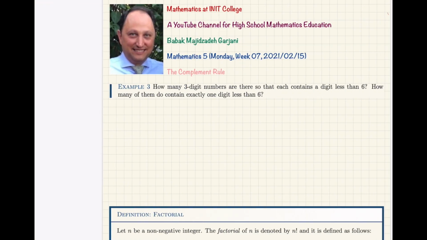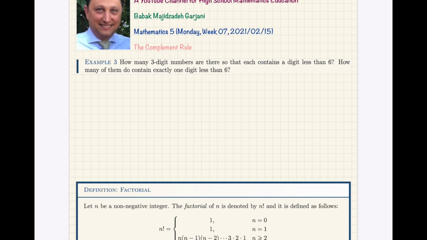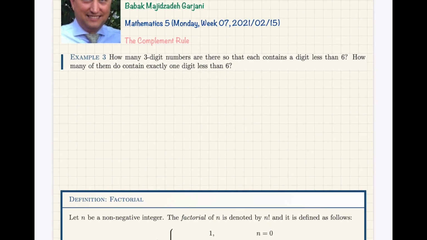Okay, if you don't have any questions, let us go to number 3. How many 3-digit numbers are there so that each contains a digit less than 6? I would say that you can see the problem here. Let me give you a little bit of time so that you can work on it yourself, okay?